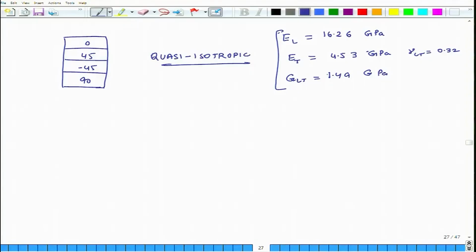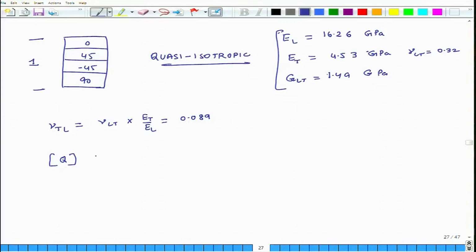Now, first we find out the A matrix for this lamina, and overall thickness is unity. So, each layer is 1/4 thick. First we find nu TL, which is nu LT times ET over EL, and that comes out to be 0.089. Now I know all the 5 parameters, so I can find out the Q matrix for this material.